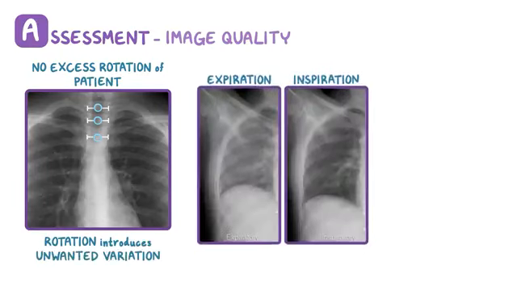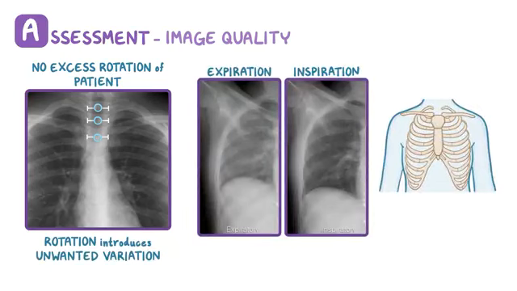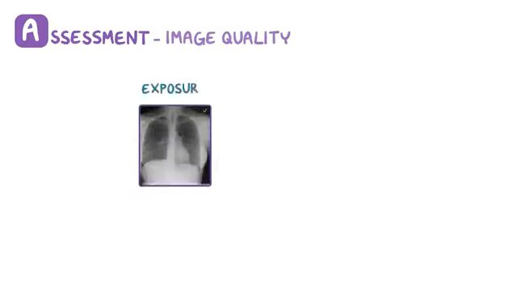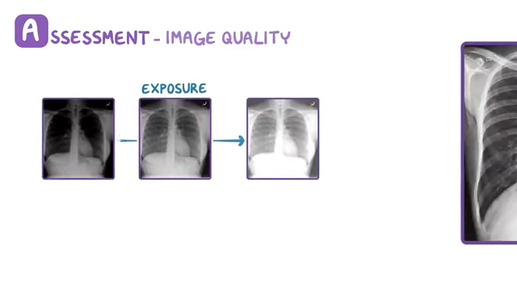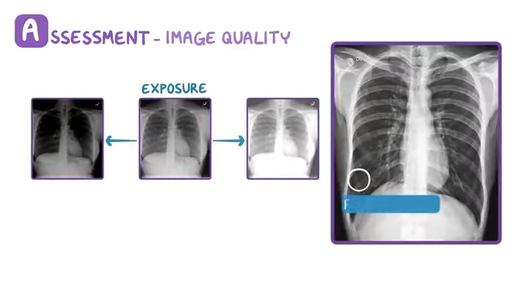Next, a good inspiration film should show at least the 10th or 11th posterior ribs. If the lungs are not fully expanded, we might miss important diseases. Finally, we need to make sure that the exposure isn't too bright or too dark. To check for this, you can look for fine markings in the lung fields to make sure they're visible. If the fine lung markings aren't visible, then the X-ray may fail to detect some diseases.